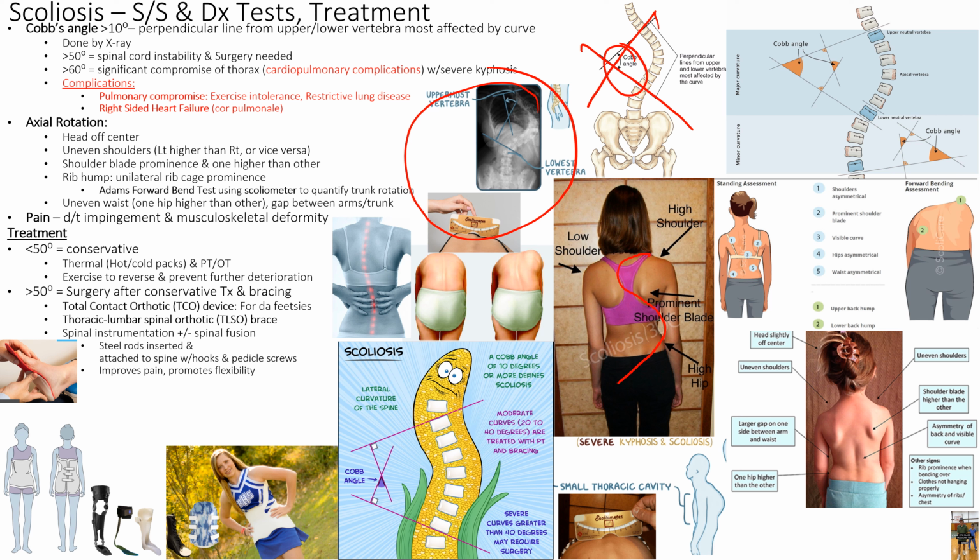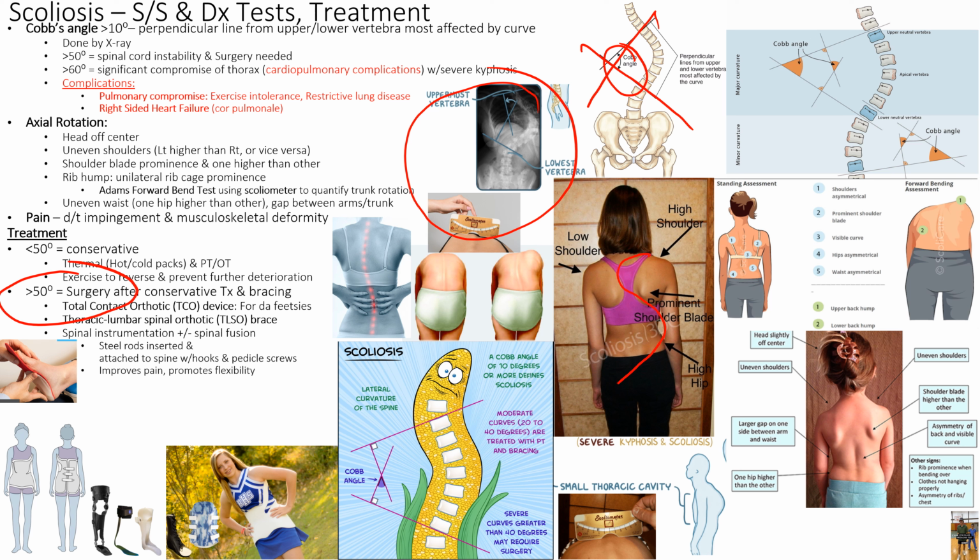It's not something you have to do on the test. It's just if it's greater than 10 degrees, that's a sign that you have scoliosis. Cobb's angle is for scoliosis, right? It's not used for anything else. If it's greater than 50 degrees, that's where you start needing surgery.